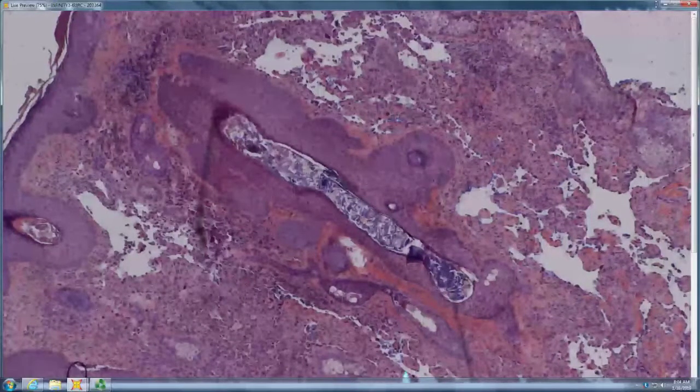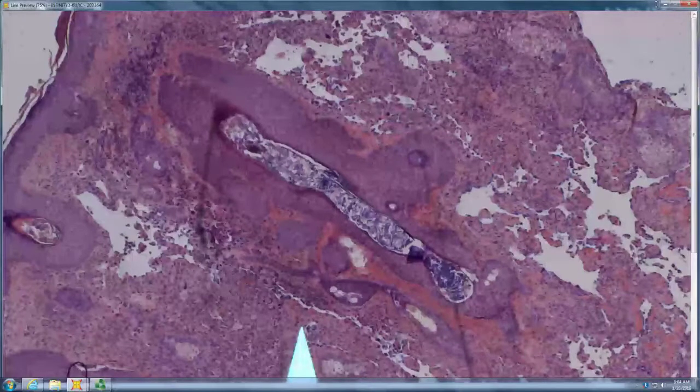Kind of crack-like spaces with hyperchromatic high endothelial cells. Angiosarcoma.